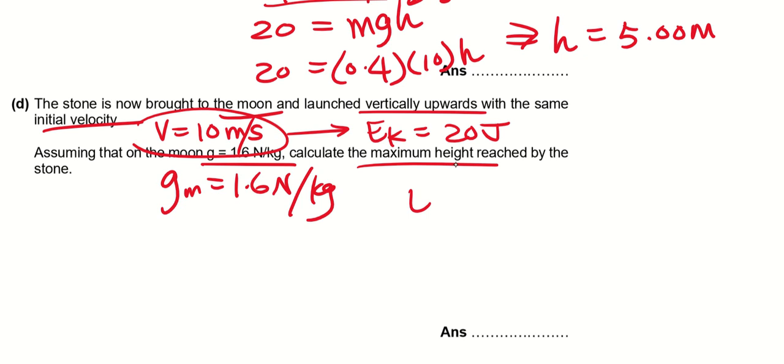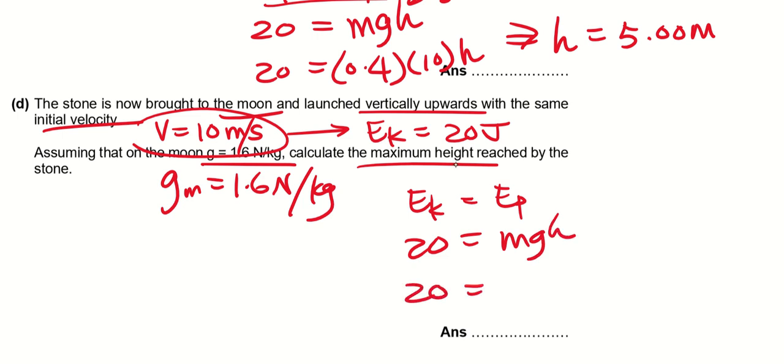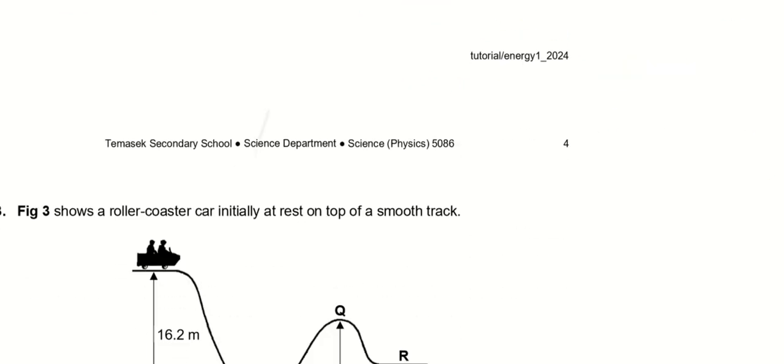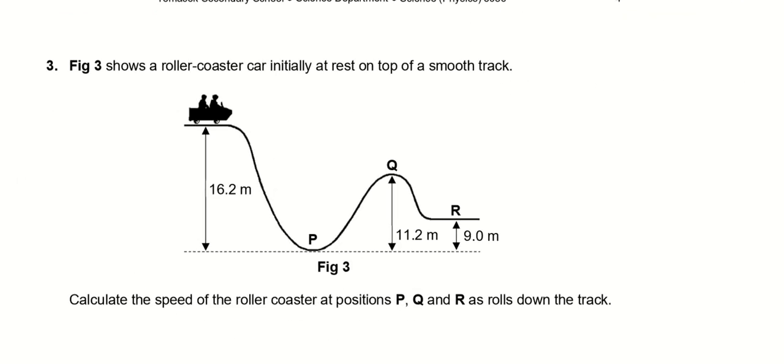So let us repeat this by principle of conservation of energy. EK equals EP, so 20 equals mgh. But now we need to take note that the mass of course remains the same. The g is now 1.6 and the h is the one that we want to find. So with that, my h, if I calculate it out, will be equal to 31.3 meters. Okay, I'll go on to do question 3.